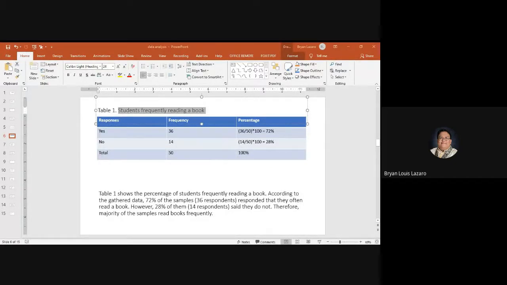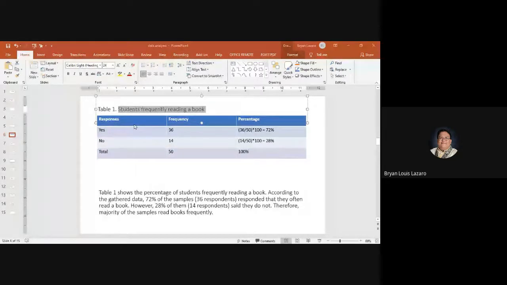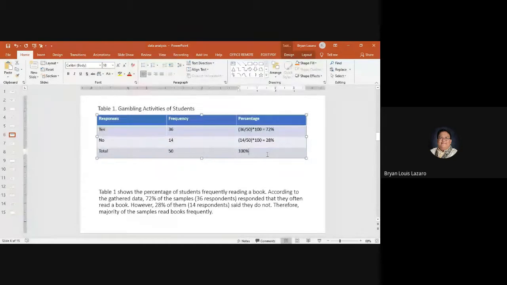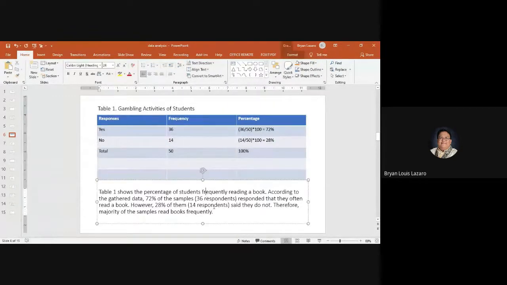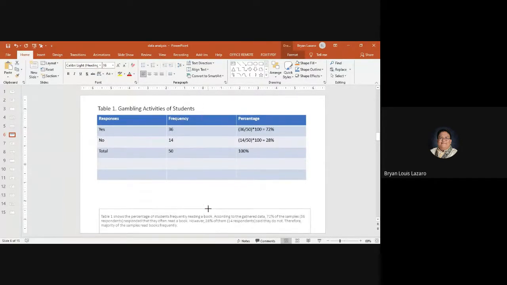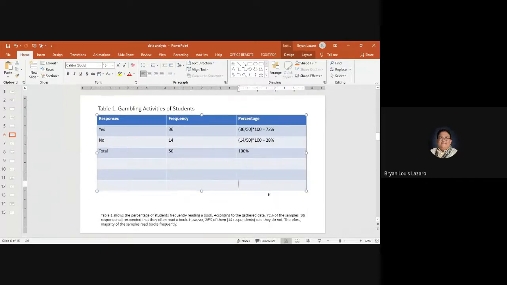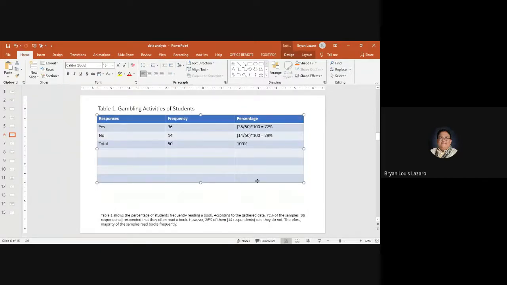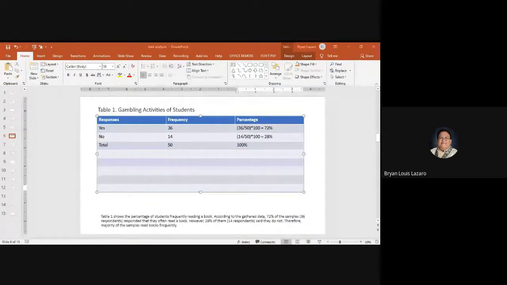Ayan, gambling attitude skill. Ito. Gambling activities of students. Tapos, ang gawin natin, lagay natin yung mga gambling. Tatabi muna natin ito ng konti. Gambling. Kita na.